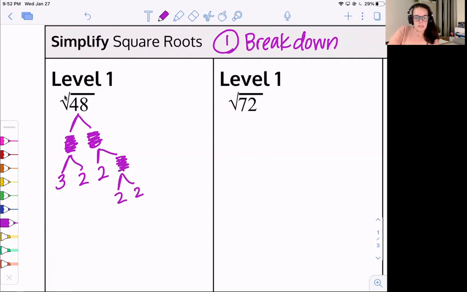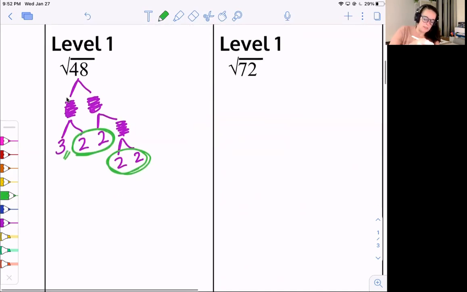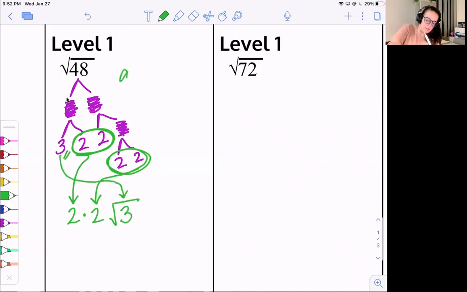So since this has no index, that means that our index is 2. So I'm looking for groups of 2, groups of like 2 of a kind. So I have 2 2s, I have 2 other 2s, and 3 is left over. So what I'm going to do is anything that's a group is going to go to the outside. So this group is on the outside. This group is on the outside. And any leftovers are going to go on the inside. So this 3 is staying on the inside.